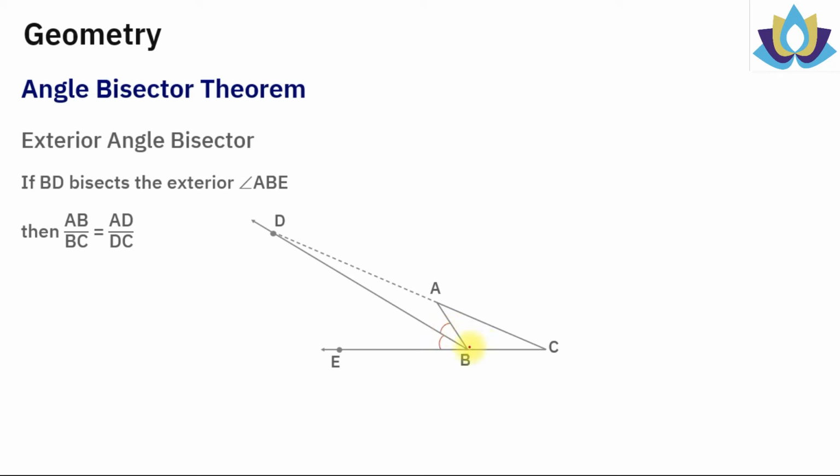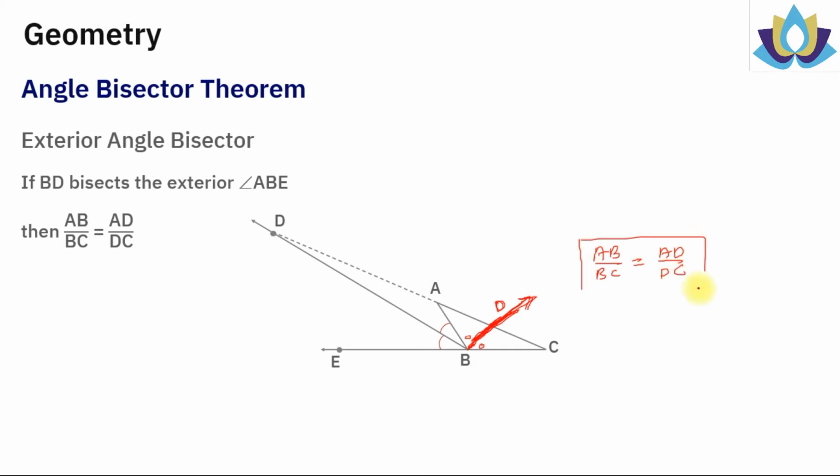Now, if I draw an interior angle bisector like this, and if D is the intersection point, then for the angle bisector theorem for the interior angle bisector, I can write AB upon BC is equal to AD upon DC.